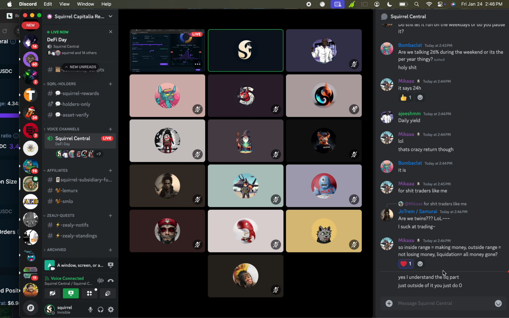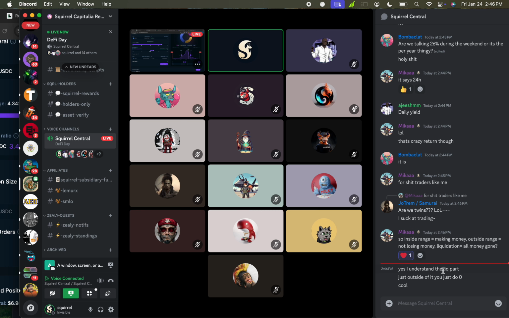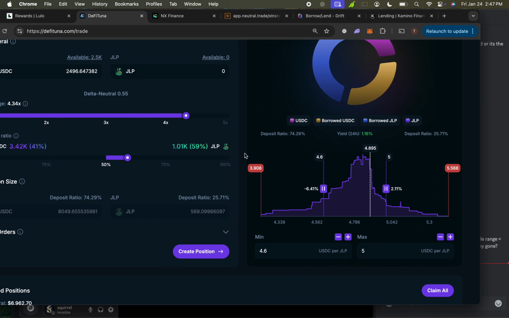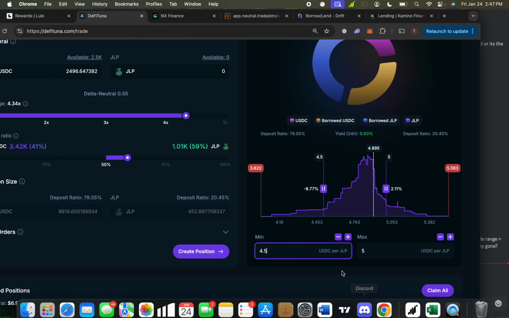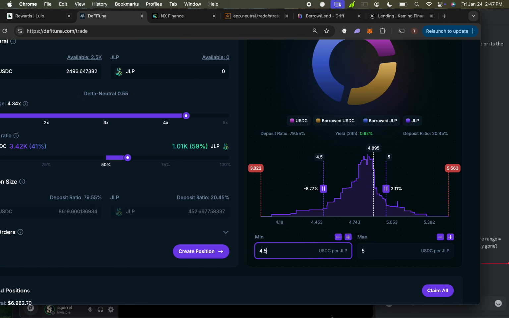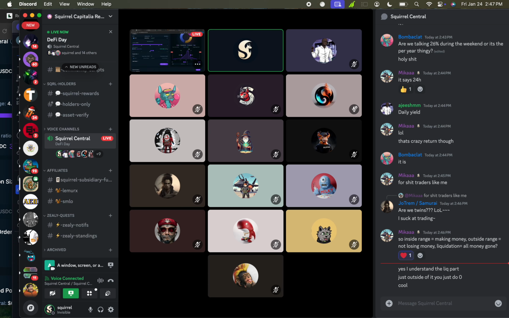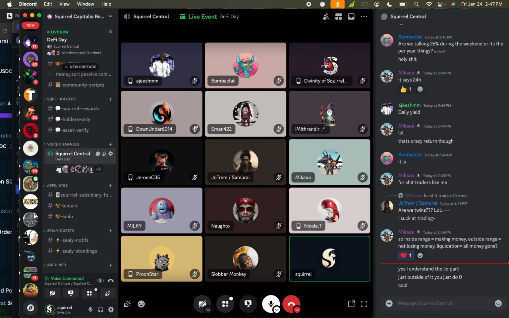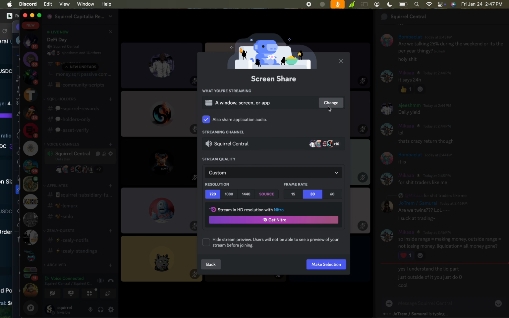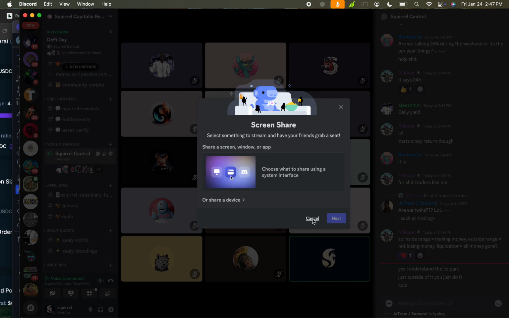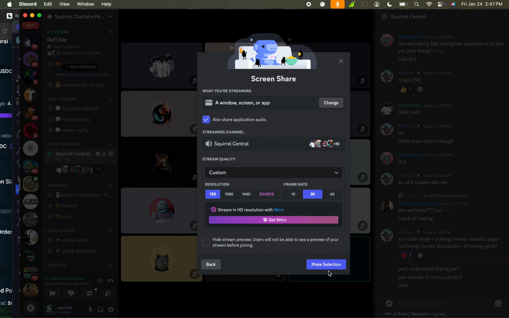You would lose money on the trade that took you outside of the range, but you wouldn't lose money continuously after that. So something like this, to me, again, is another really good option for something I would want to run long term. Let's say I made a JLP pool from $4.50 to $5, right? I'm going to go back to share my trading view. Sorry, guys. I got lost.